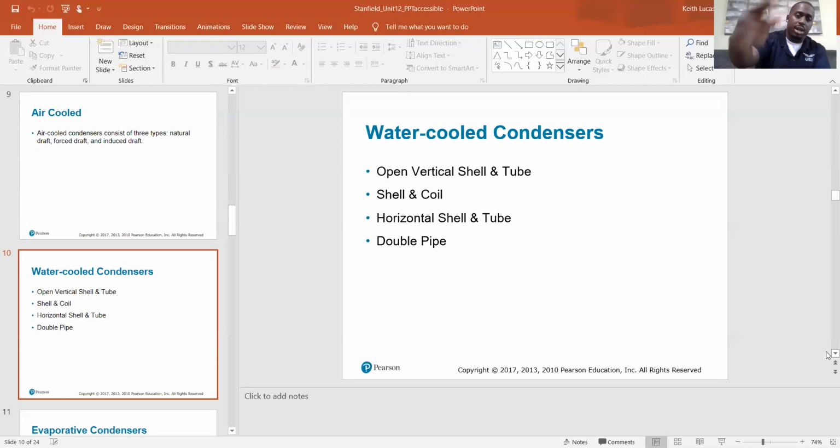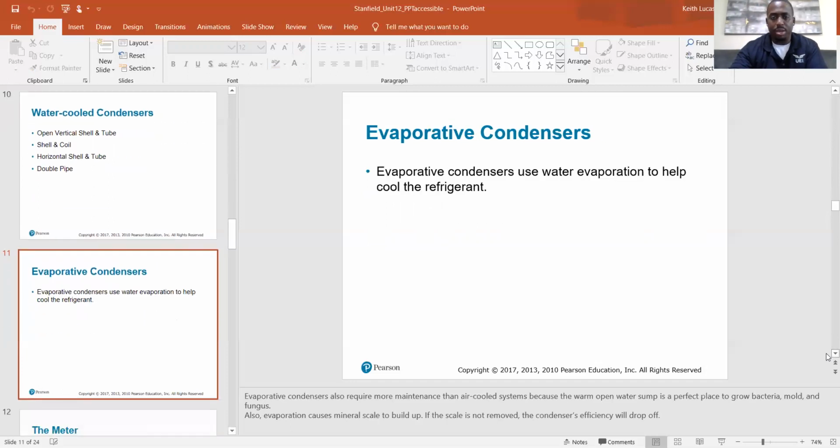And you got that constant water loop. The cold water is coming in, absorbing the heat, going out, coming back in cold, absorbing the heat, going out. So that is a different setup. You'll see that on water source heat pumps and things like that. But the most common, I would say, is the air-cooled condensers.